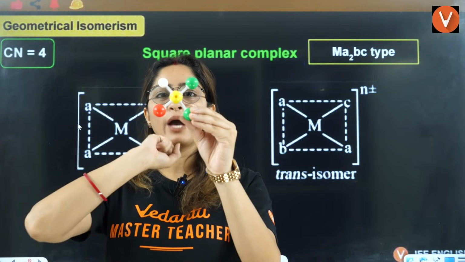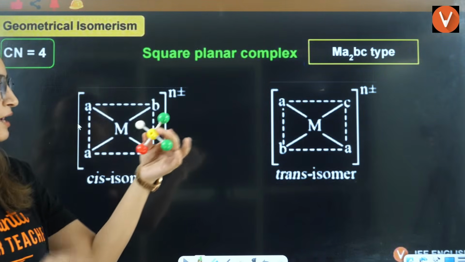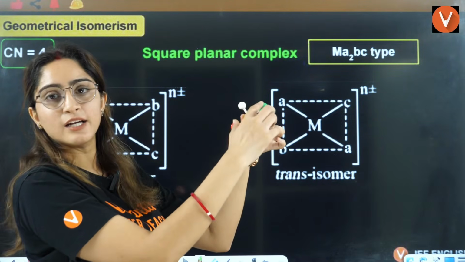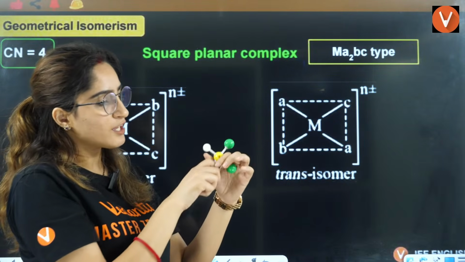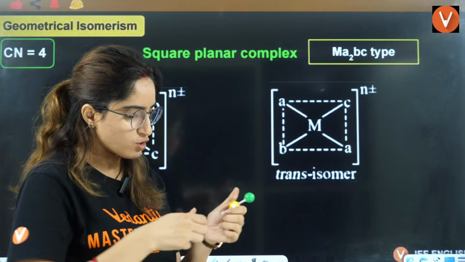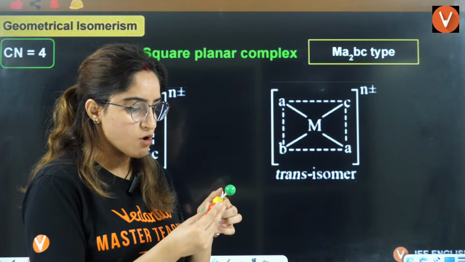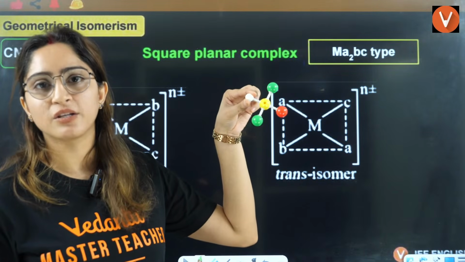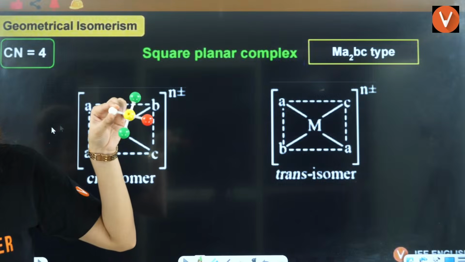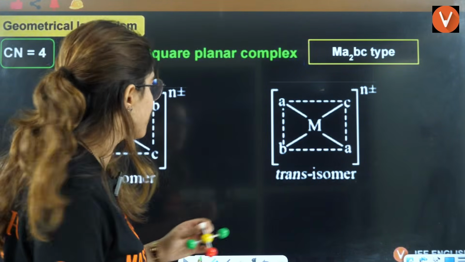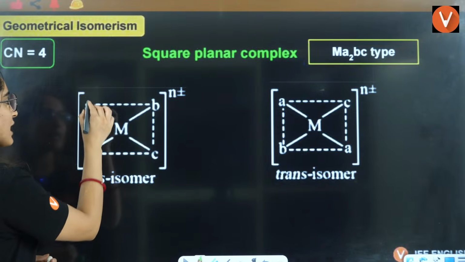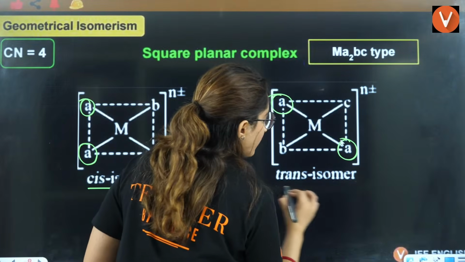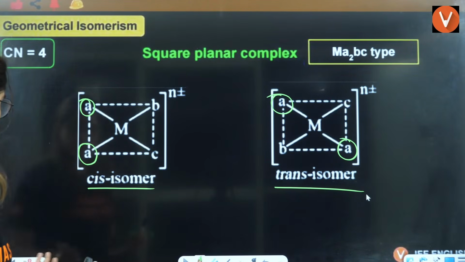Here, can you have any possibility? Everybody in the chat box. If I say these two green atoms are next to each other, and I can also draw it like this, when these two green atoms are opposite to each other. So cis and trans is possible, right? So when two same atoms are next to each other, it is cis. When two same atoms are opposite to each other, that is trans, right?